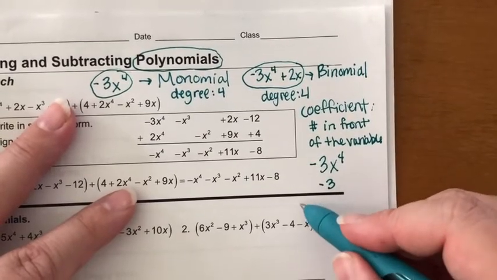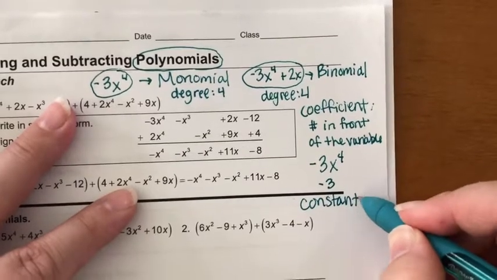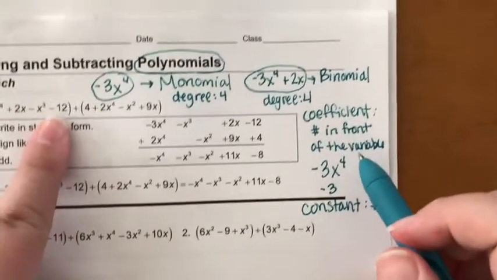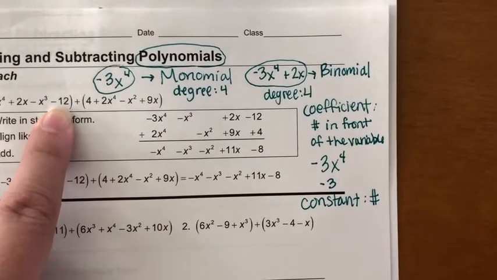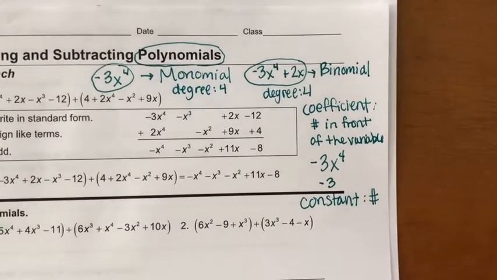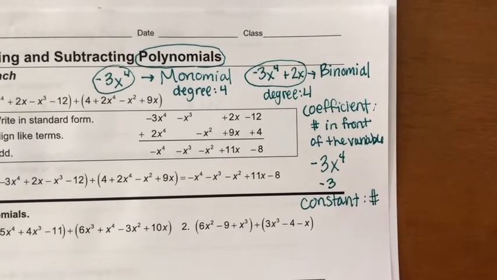And then I think you need to know a constant. A constant is just a number, no variable. So like the minus 12 right there at the end, that would be a constant. Or this 4 right there would be a constant. So this is what you will have to do. So now that you have the vocabulary, make sure you have that down.